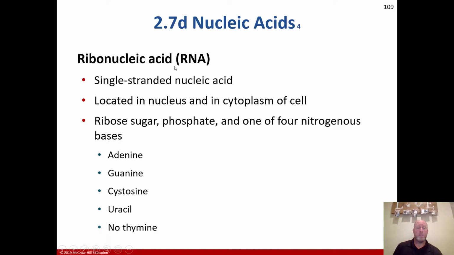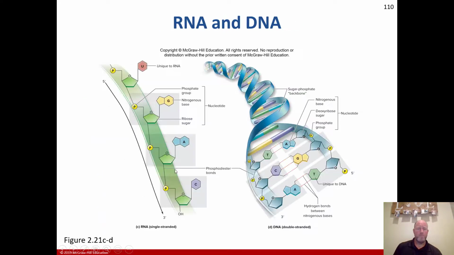Whereas ribonucleic acid, or RNA, is a single-stranded nucleic acid located in the nucleus and cytoplasm of the cell. Ribose sugar, phosphate, and one of 4 nitrogenous bases: adenine, guanine, cytosine, and uracil. No thymine. And so here we have the RNA single strand. We have the uracil unique to RNA. We have the nucleotide with a phosphate group, nitrogenous base, and ribose sugar. And we have adenine here and cytosine here. And you see the phosphodiester bonds showing there and there.